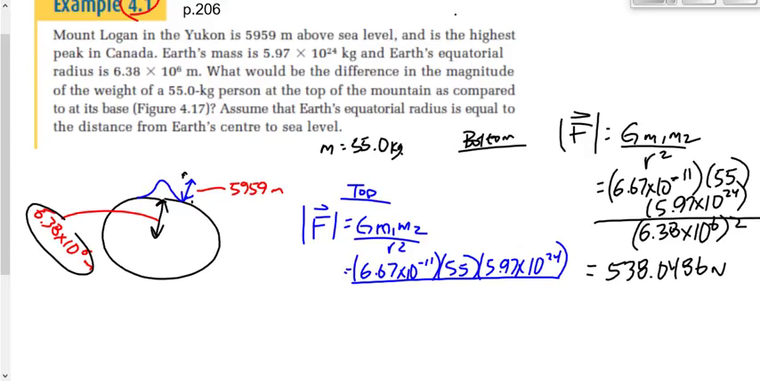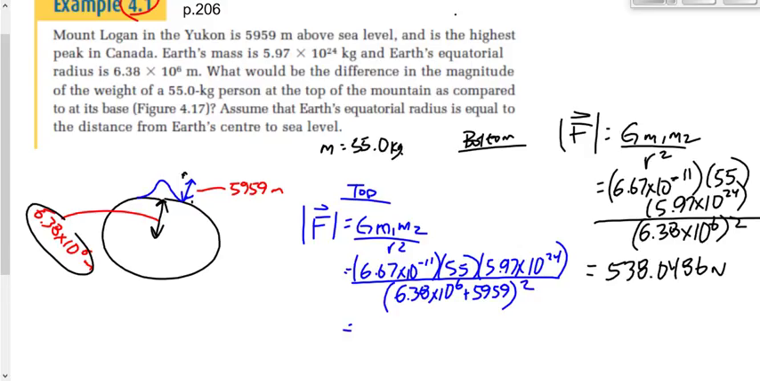Good. 6.38 times 10 to the 6 plus 5959. Why are we adding those two numbers together? Yeah, if I'm at the top of Mount Logan, I want the distance from the center of me to the center of the Earth. The center of the Earth from me is those two distances combined. So let's add those together, 6.38 times 10 to the 6 plus 5959. And then we've got to square that.